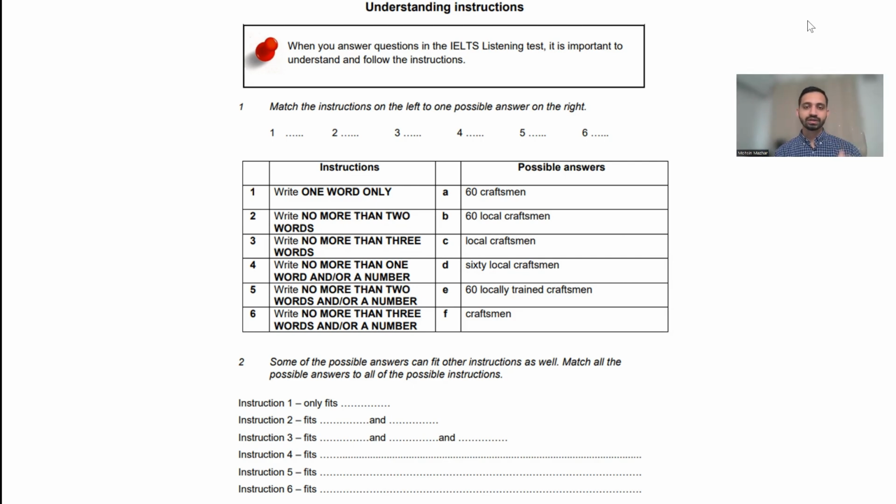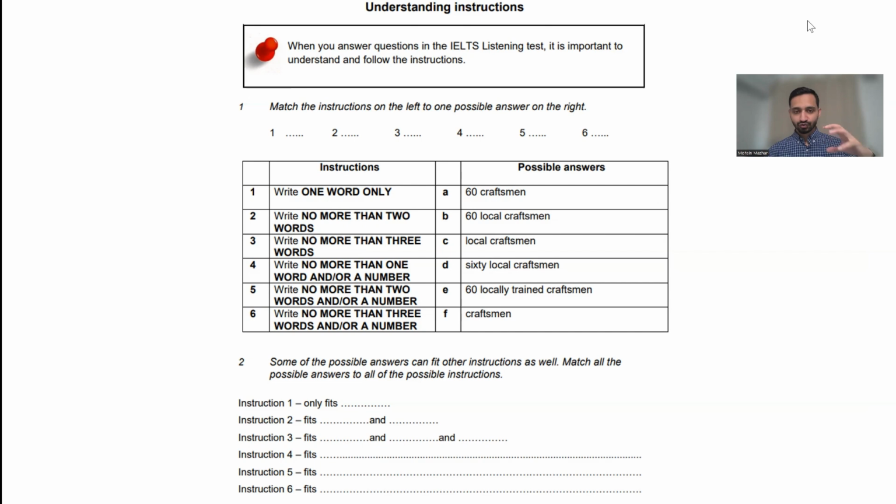Write one word only. What does that mean? If you look at the possible answers on the right-hand side, what letter can I match it to? We've got 60 craftsmen. We've got 60 local craftsmen. 60 craftsmen is one word, but also one number, so you can't use that. It says one word only. So look at option F. It's craftsmen. It's only one word. That's the only option that you can use here. Okay, so if it says one word only, you have to stick with one word only. You can't use more than one word.